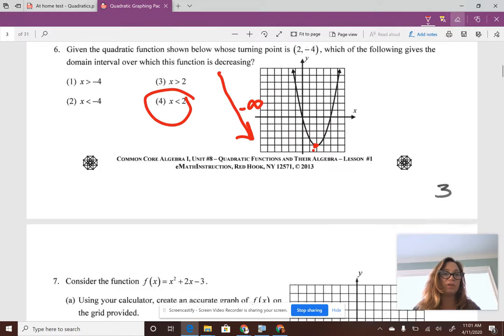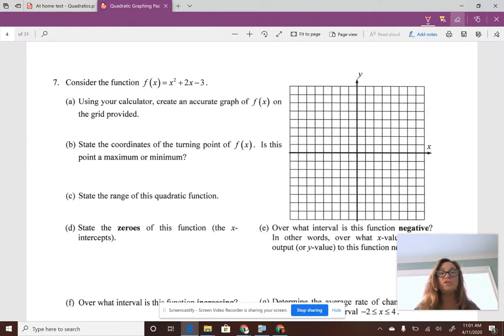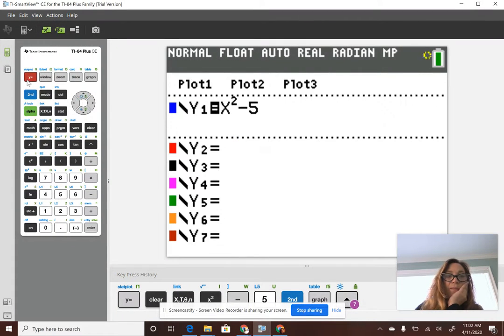Having this little scrolling issue, but here we go. Okay. Using your calculator, create an accurate graph of x squared plus 2x minus 3. So now, since we're using the calculator, you don't have to determine the turning point, but it wouldn't be a bad idea to determine the turning point. To determine the turning point, you just need a little bit of the quadratic formula. You need x is equal to negative b over 2a, and that will give you the x value of the vertex or the turning point.